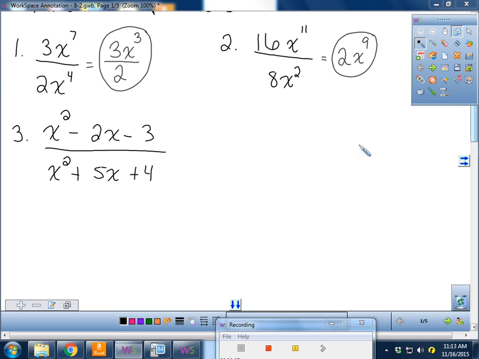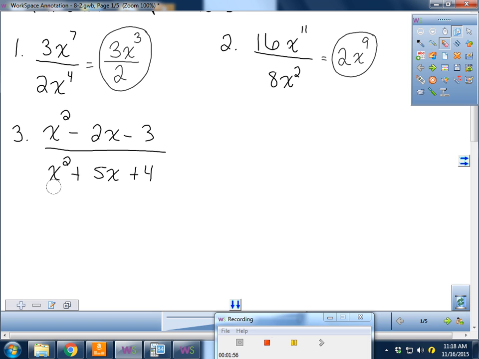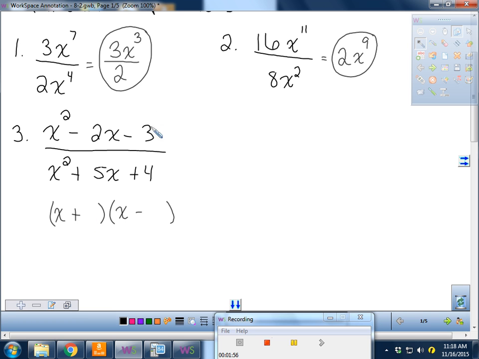All right, so let's move into something that's a little more complex. Anytime that we see trinomials, we really want to think about factoring. So as you can see, you have a trinomial on top, and you also have a trinomial on bottom. So let's begin with the one on top.